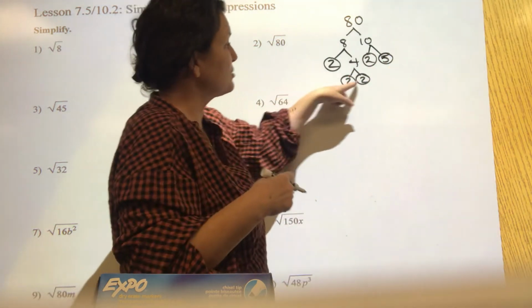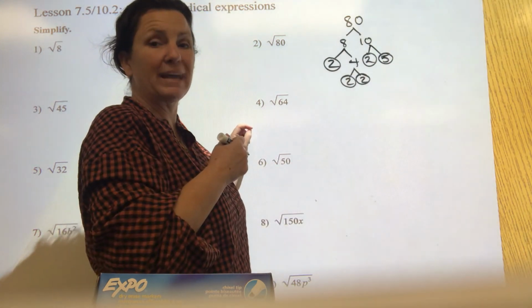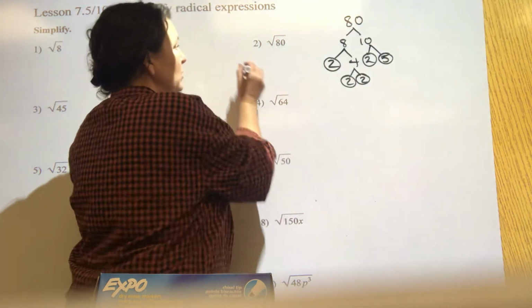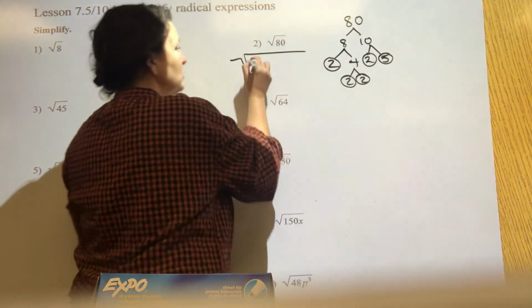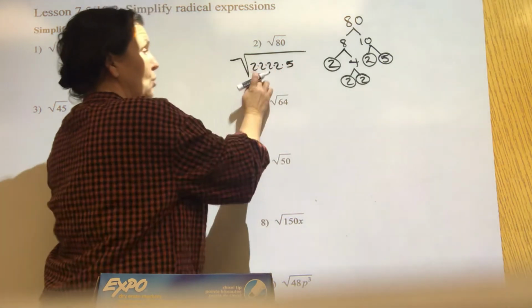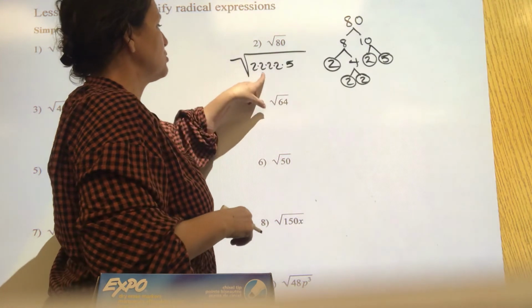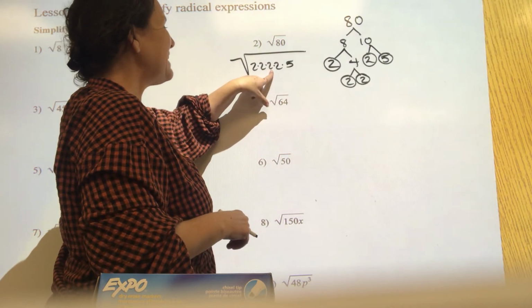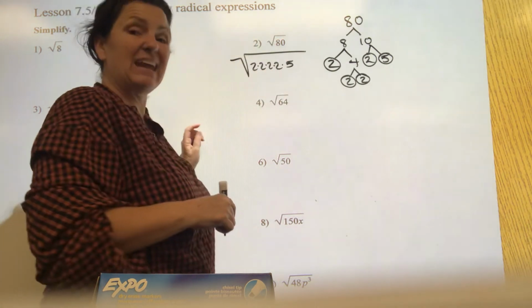Now notice I circle the primes. Why? I'm a visual learner. Helps me catch my answers easier and quicker. So 2, 2, 2, 2, 5. If you don't believe me, you can multiply that out, and you, in fact, will get 80. 2 times 2 is 4. 4 times 2 is 8. 8 times 2 is 16. 16 times 5 is 80.